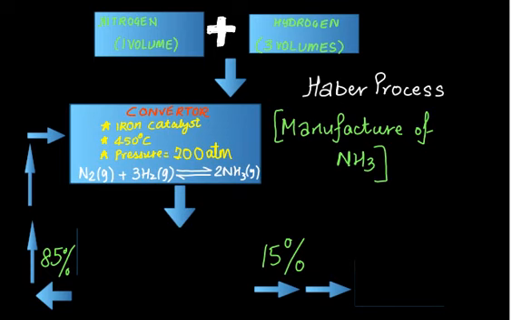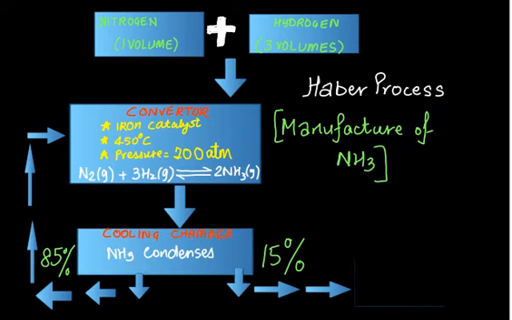Now, this ammonia on the top is a gas. You need to condense the gas. So obviously the next thing that you do is you send the gases into a cooling chamber. I'm using the word gases because now I'm referring to three gases: nitrogen, hydrogen, and ammonia.